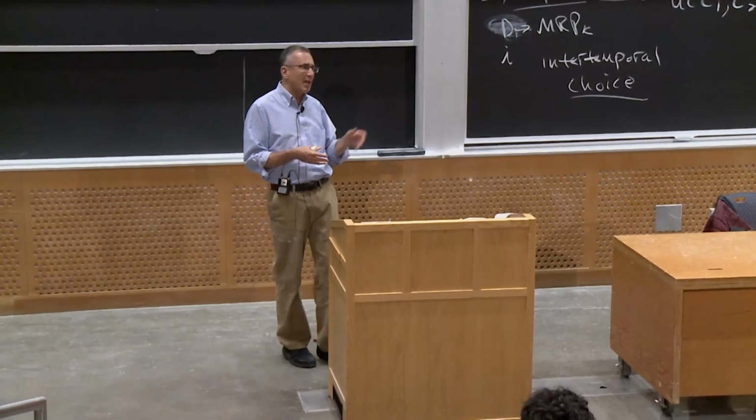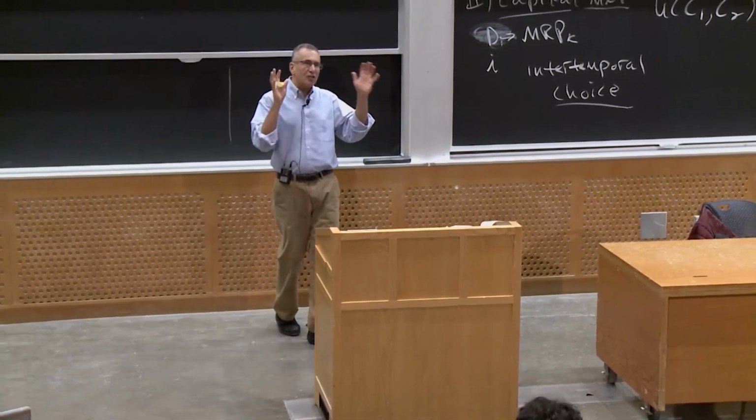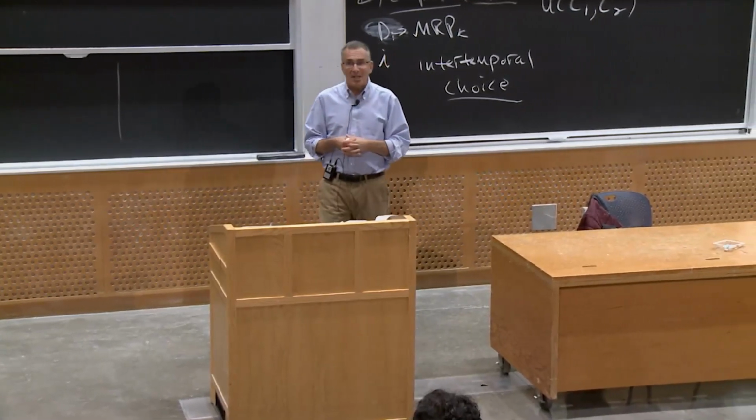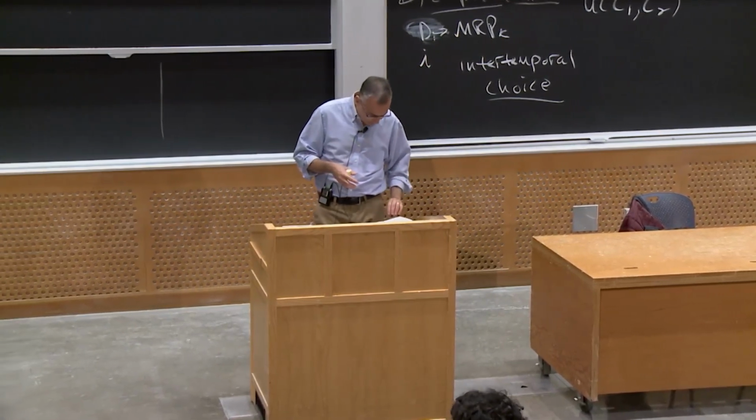Okay, we'll come back to that in a few lectures, talk about how you model that. But for now, let's just say humans are impatient. On the other hand, humans need money in both periods. So let's do a simple example.